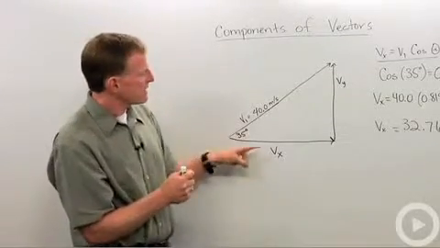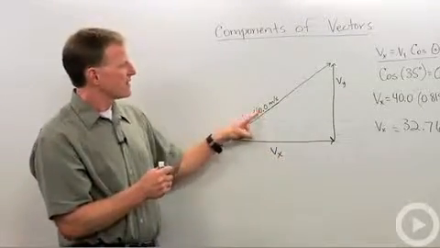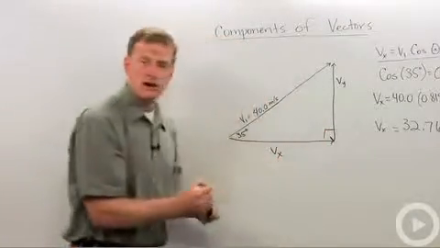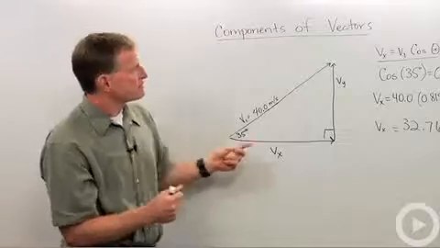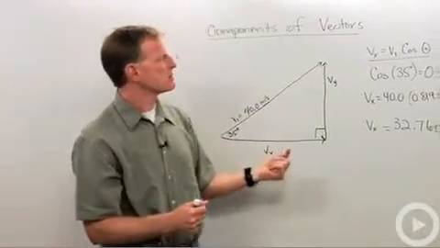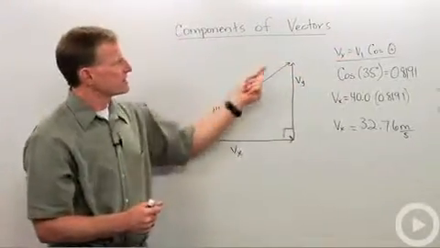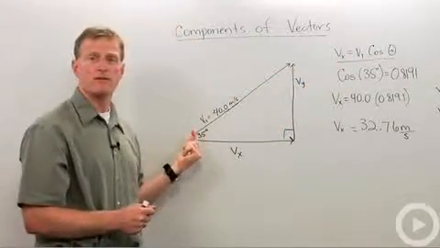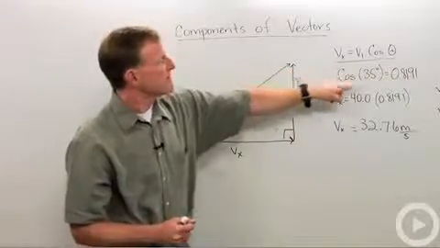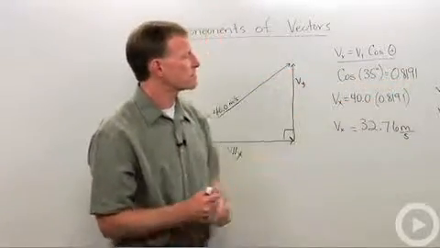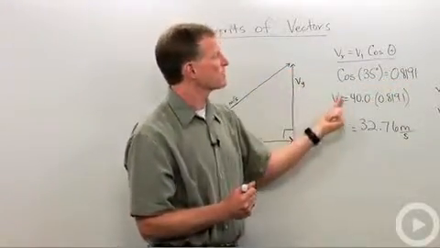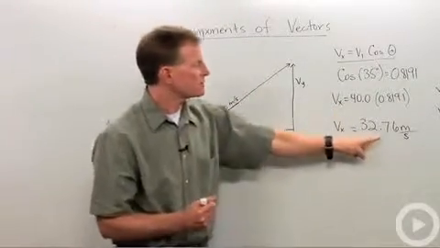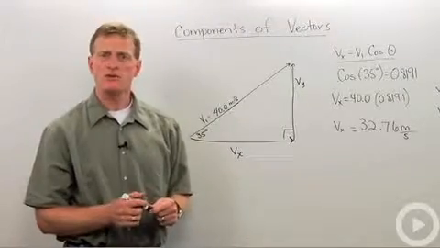Because really, I can calculate this velocity if I have this velocity and this angle, and I have a right triangle, okay, by saying that the velocity x is equal to the initial velocity times the cosine of theta. In this case, theta is 35 degrees, okay? If we go ahead and plug in, the cosine of 35 degrees is 0.8191 and multiply that by our 40.0 meters per second, we get 32.76 meters per second, okay?